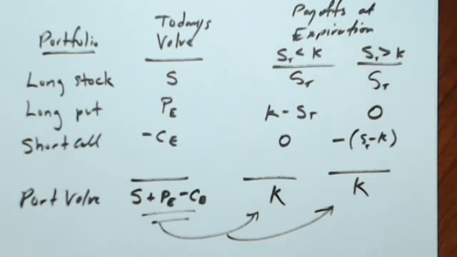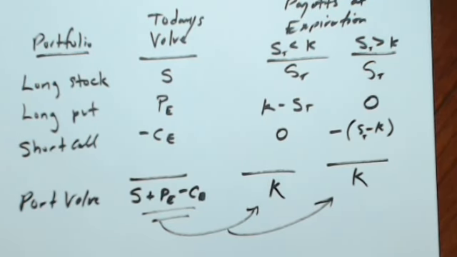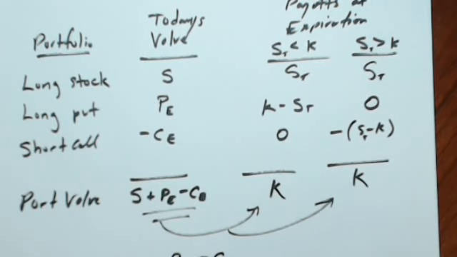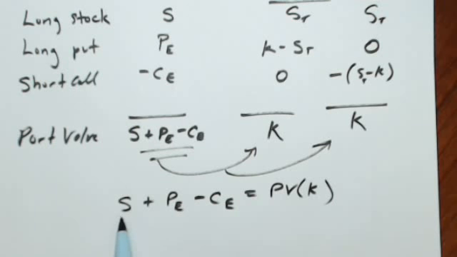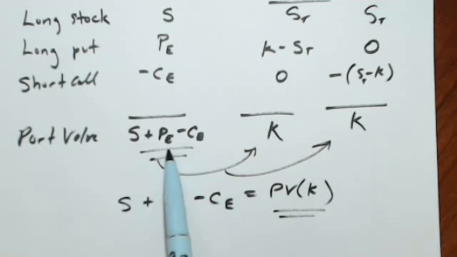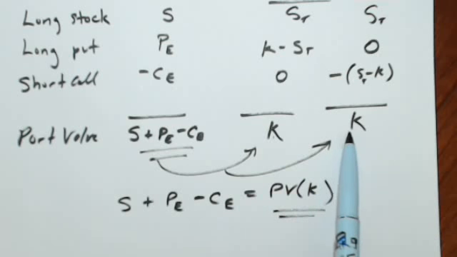All right? So therefore, you can write this out as saying the value of a stock plus a put minus a call equals the present value of K. In other words, you could think of this as the value of a stock plus a put minus a call is really the value of a bond that pays off K, because there's really no difference between investing in this today and investing in a bond that's worth the present value of K, because this bond will pay off K at expiration.